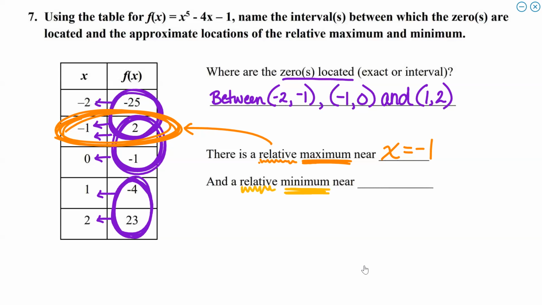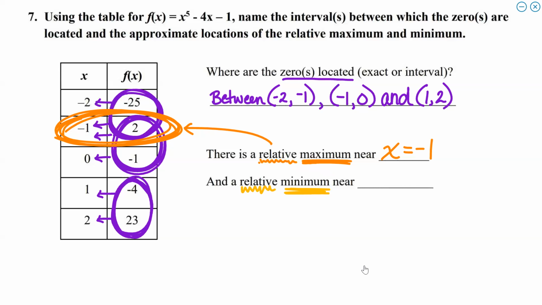Relative minimums. What is a minimum? A minimum is the lowest point. A relative minimum is going to be like a valley. It's not necessarily the lowest, but compared to the other things around it, it's going to be a low point. So what I would be looking for on this table, as I look down the table, is that it gets smaller and smaller and smaller, and then all of a sudden the next number is bigger. So it had to have turned around at that point.